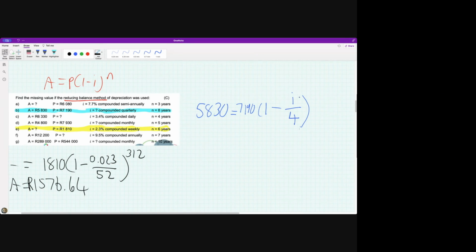Okay, now, what do you think the number that goes here is going to be? Is it going to be 8? Is it going to be 16? Is it going to be 96? Is it going to be 32, 24? You guys are too clever, because you've all realized that if this is divided by 4, well, the n is going to be 8 times 4, which is 32. So this is going to be 32.